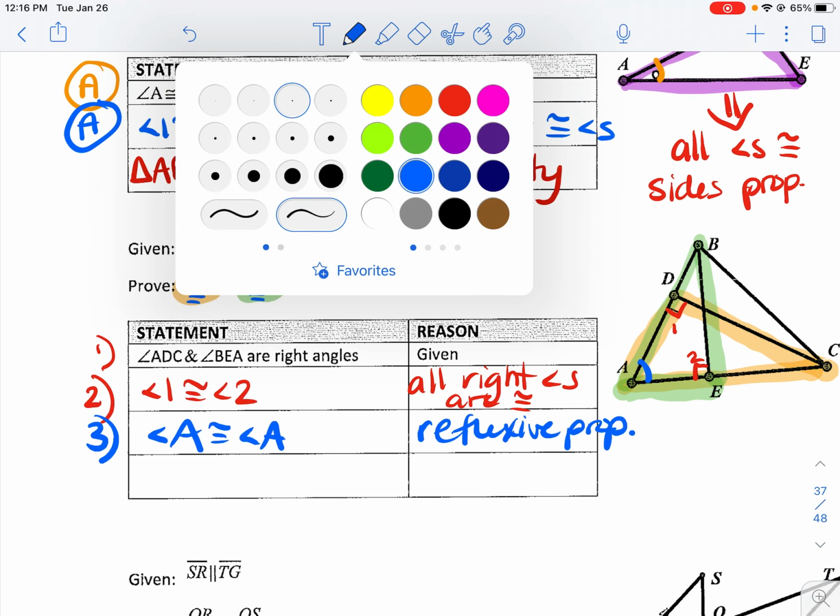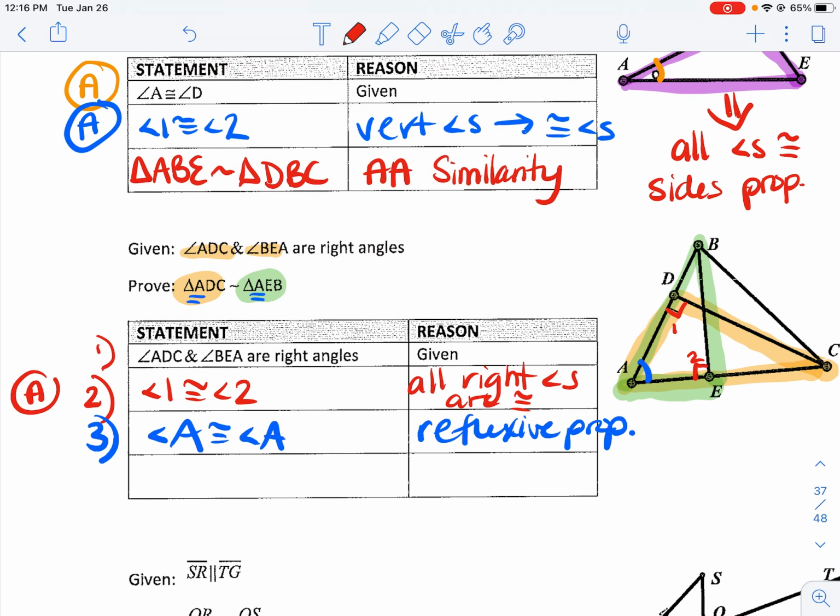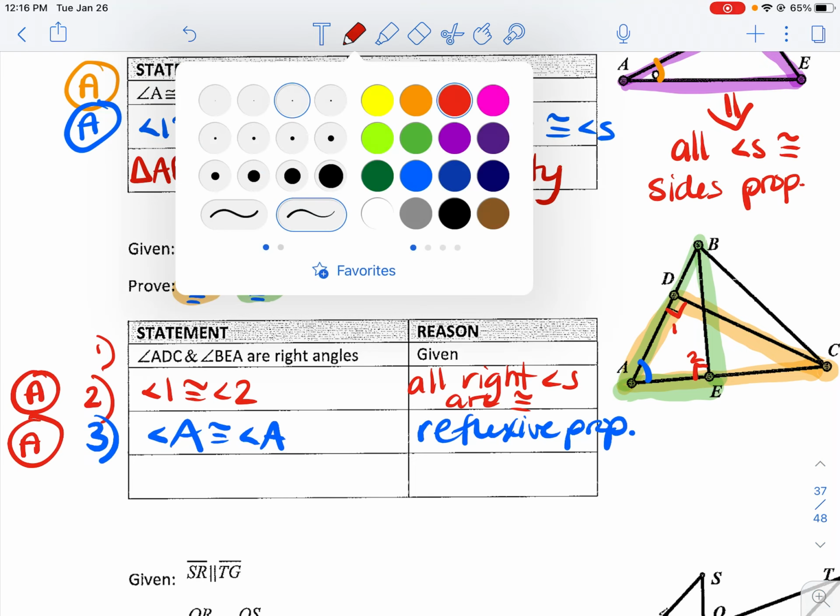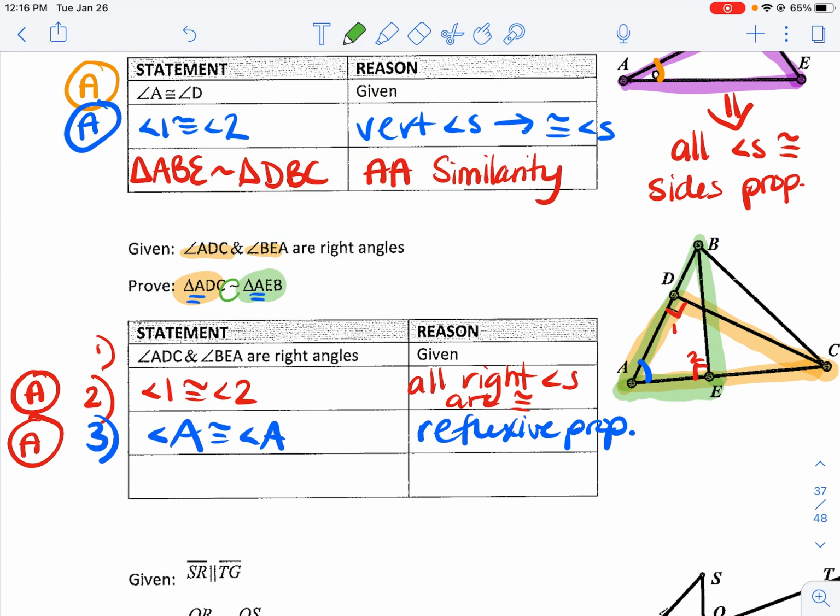Okay, so now let's look at what we have. We have an angle and an angle. Now, normally, if we were trying to prove the triangles congruent, that wouldn't be enough, really, to do much of anything. But if we're trying to prove similarity, remember that little symbol there means similarity, we are good to go. So, our last step, I'm going to rewrite this proof statement. Triangle ADC is similar to triangle AEB. And the reason for that, angle-angle similarity.